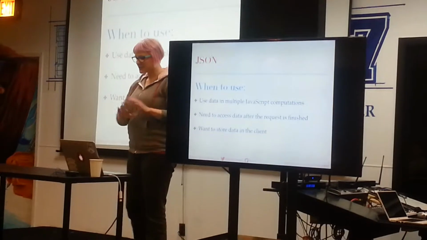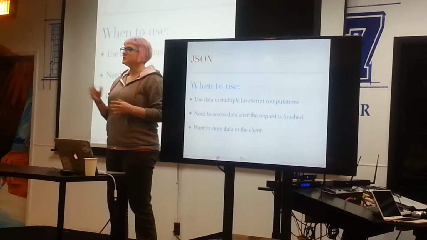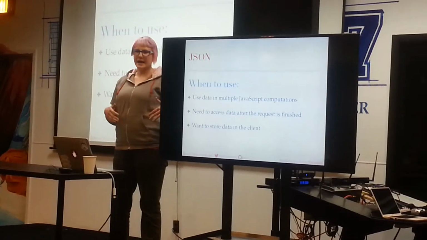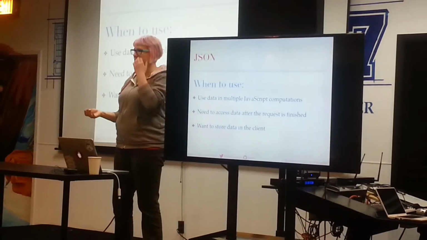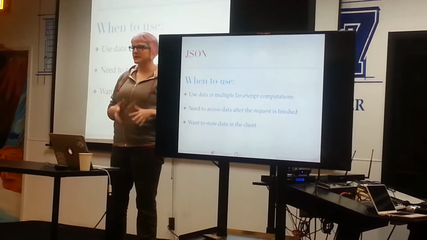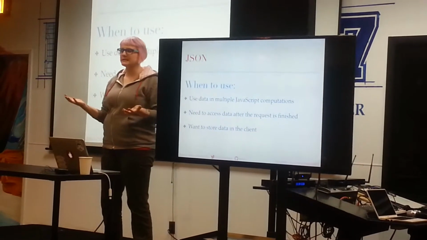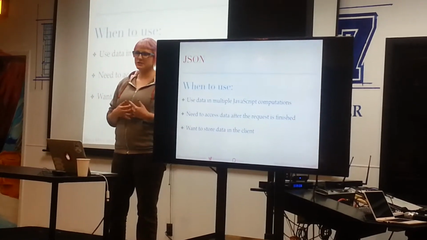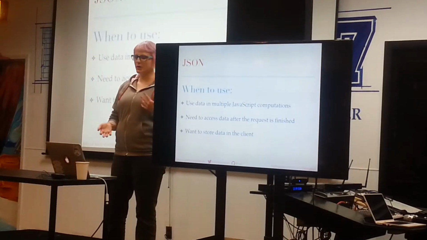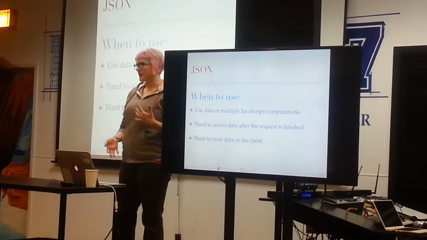So JSON, I think, is super useful when you need the data for multiple things. Maybe you're displaying it, but you're also updating a count. Any of those sorts of things are useful where there's multiple computations on the same pieces of data. You need to access the data after the request is finished. So you have some interaction on the page and you want to go back and get to it. And then when you want to store data on the client.